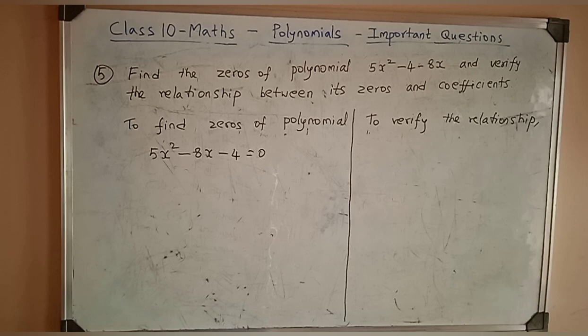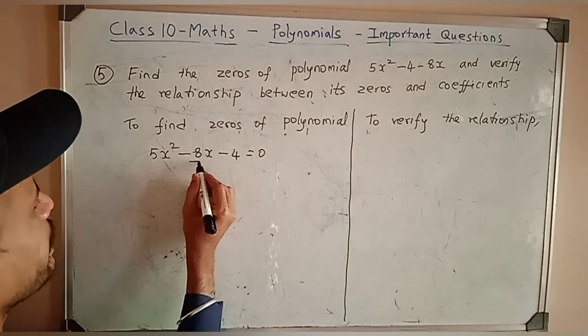Find the zeros of polynomial 5x square minus 4 minus 8x and verify the relationship between its zeros and coefficients. Its solution contains two parts. First we have to find the zeros of polynomial and then we have to verify the relationship. To find the zeros of polynomial, we have to equate the polynomial to 0. By splitting middle term, we have to factorize and then each factor should be equated to 0 to find its zeros.